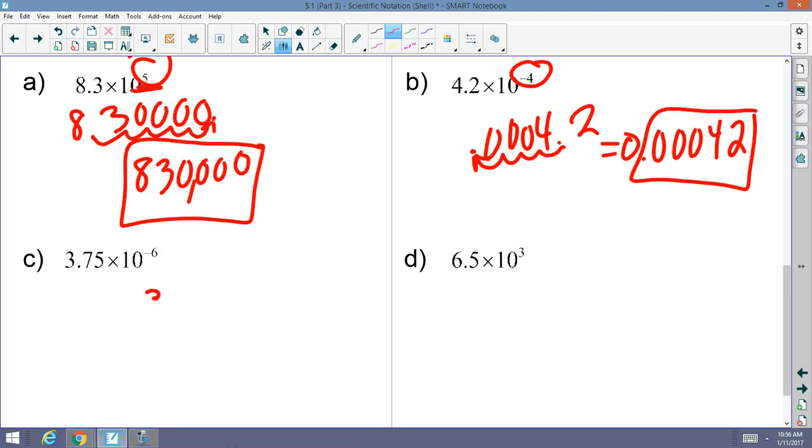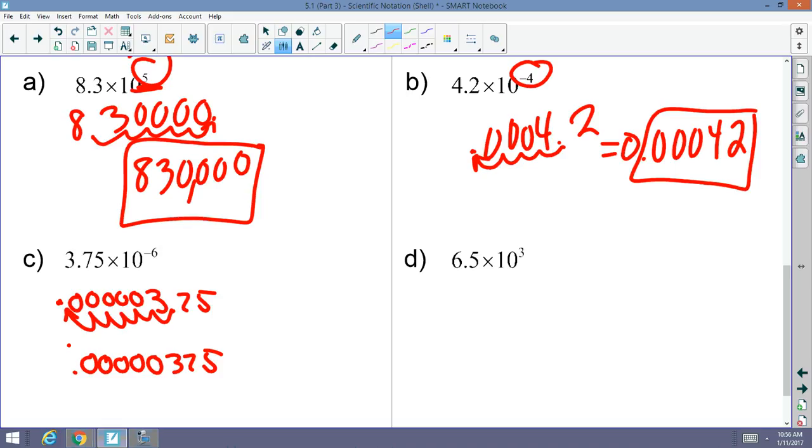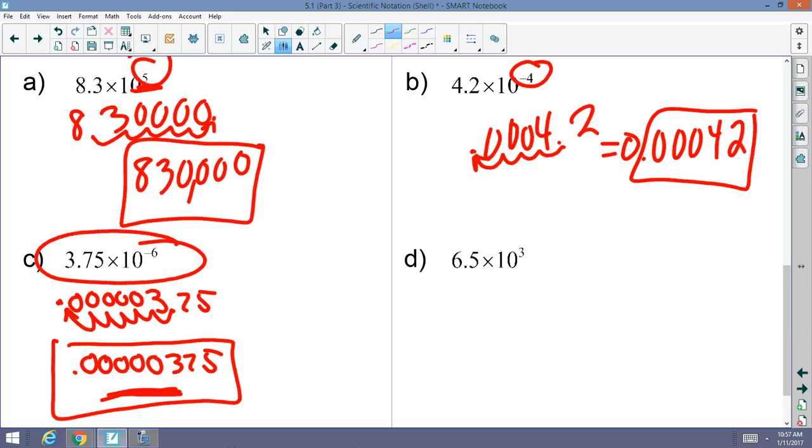Thank you, my man. So 3.75 times 10 to the negative 6. So I'm going 1, 2, 3, 4, 5, 6. Fill in the gaps. Clean it up. 1, 2, 3, 4, 5 zeros, 3, 7, 5. By the way, who would want to really work with this number right here? Nobody. Neither do scientists, guys. That's why they have scientific notation. It's a lot easier to work with.